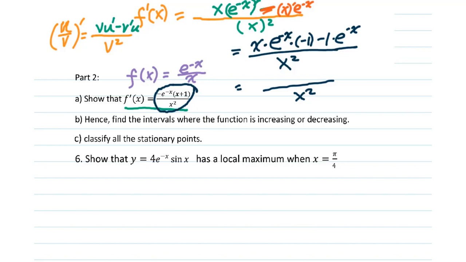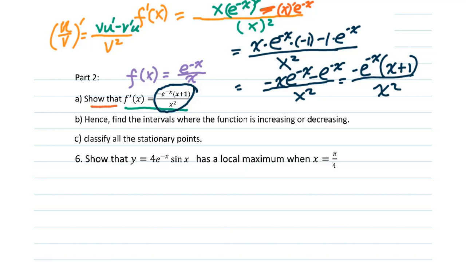Therefore, let's organize first, then we take e to the negative x power outside, do the factor. So we have negative x e to the negative x minus e to the negative x. This time, I will take a negative e to the negative x power outside. You will get the positive x, then plus 1 over x squared. This is the way to do the show that work in IB exam.